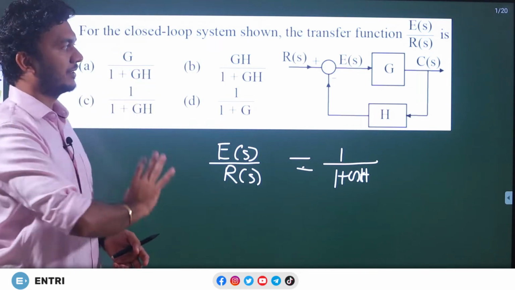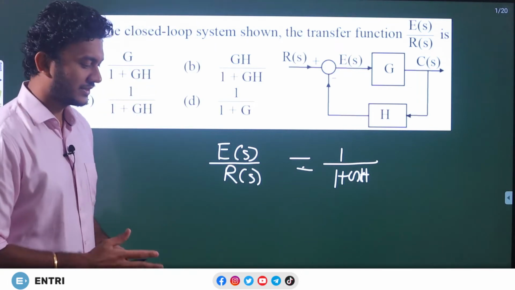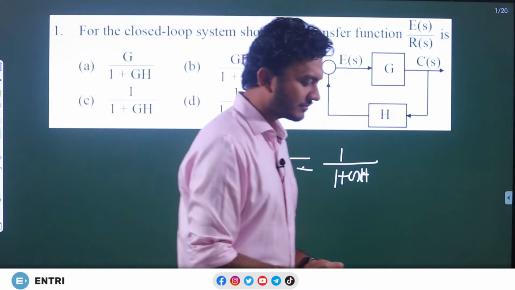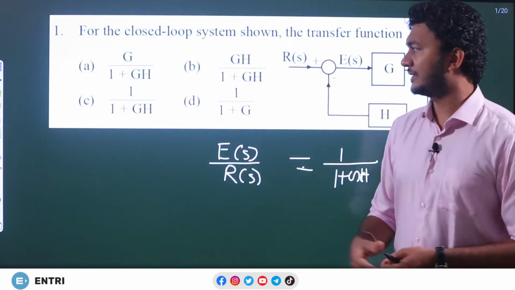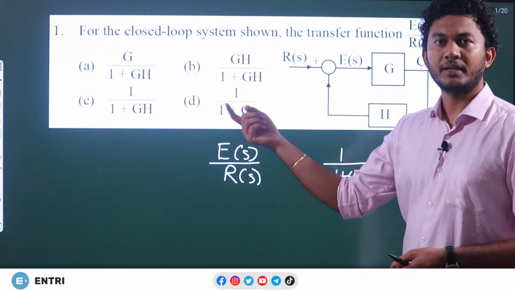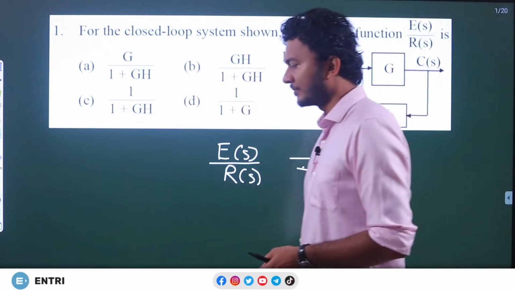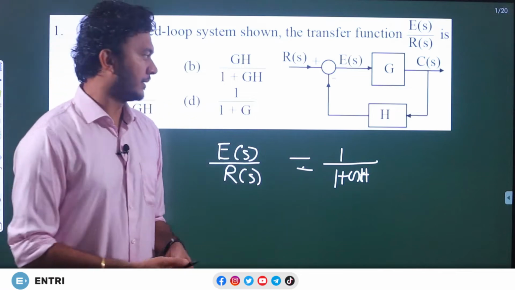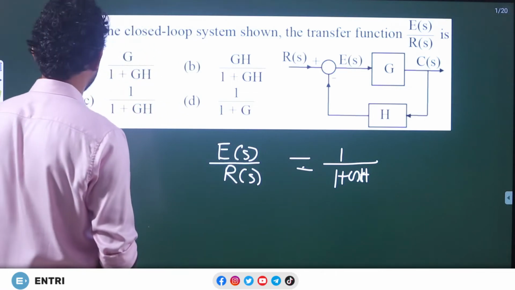Remaining they will write G by 1 plus GH, because it is the first time they are going through it. So do not make a mistake. What is the requirement? E of s by R of s. So you got 1 divided by 1 plus GH. Right. Move on to the next.